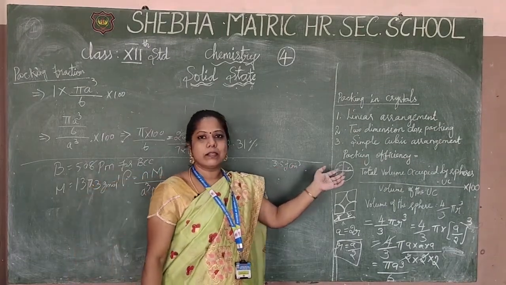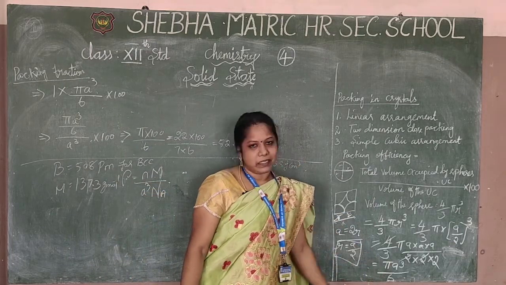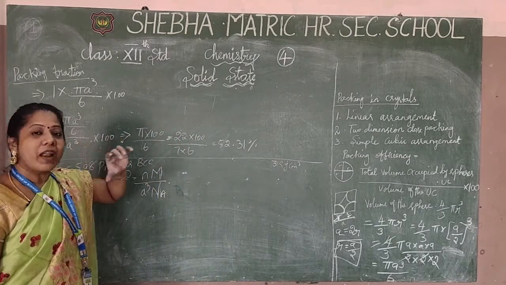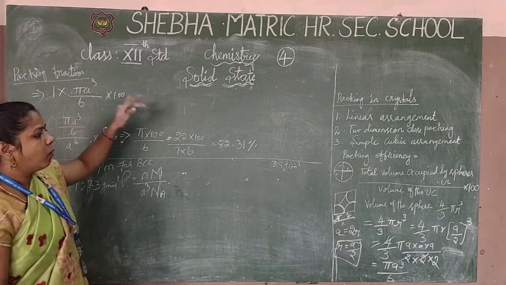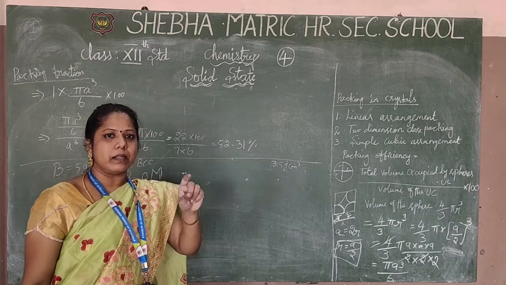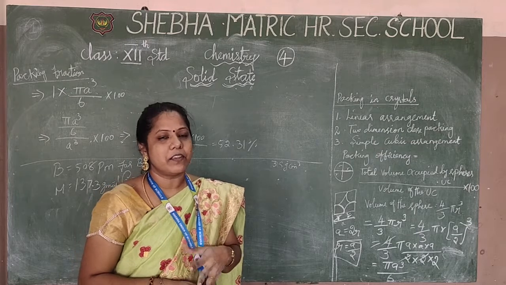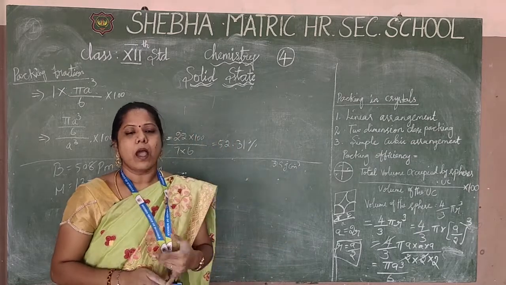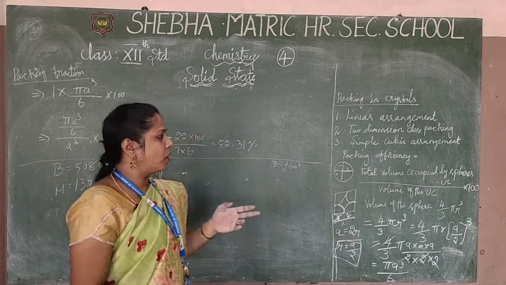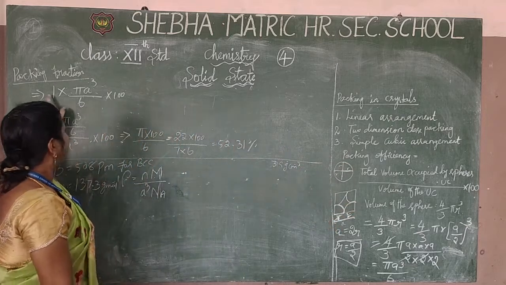Packing efficiency for the simple cubic unit cell. For this we have to complete it with pi a cube by 6, and then find the packing fractions. Packing fractions for simple cubic. Simple cubic, that is SC, has only one atom, BCC has 2, and FCC has 4. I already explained how many atoms to use for SC, BCC and FCC. So I am going to explain the simple cubic, where you mention 1.